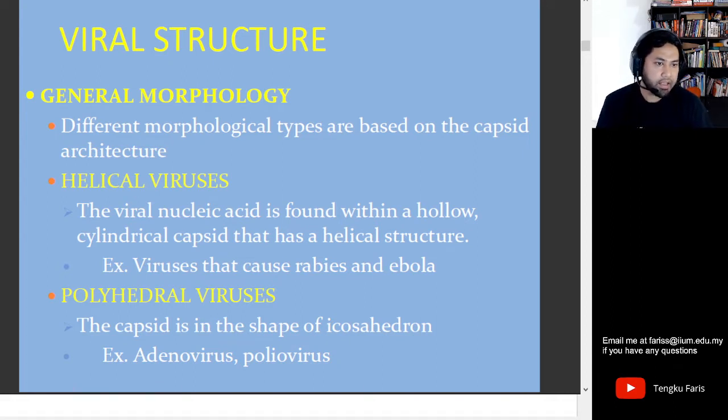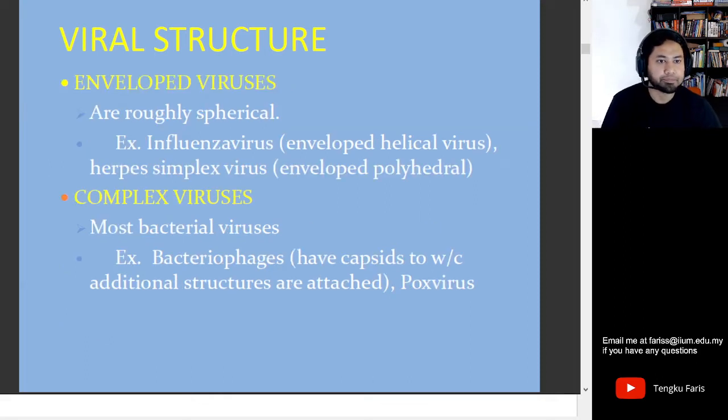The viral nucleic acid is found within a hollow cylindrical capsid that we call a helical structure. This is true for rabies and also Ebola virus. They are considered the helical viruses. Whereas for the polyhedral, the capsid is in the shape of an icosahedron. This is true for the adenovirus and also polio virus.